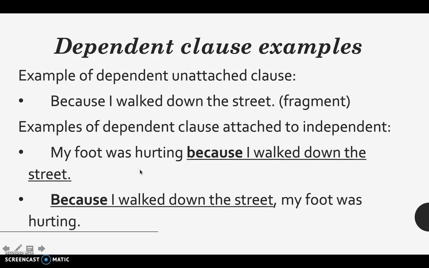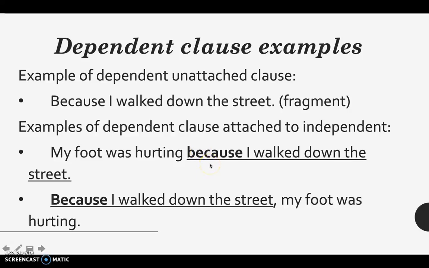So let me give you an example. Because I walked down the street. Here's my subject still. Here's my verb still. Because I've added this subordinating conjunction on it, which happens to be because, I've now turned it into something less than a sentence, a fragment. All right? So like I said on the previous slide, it has to be attached to an independent clause. My foot was hurting because I walked down the street. Okay, so I've got an independent clause here that's not underlined, and I've got a dependent clause here that's underlined. And at the beginning of every dependent clause that we're going to talk about for now, you're going to have a subordinating conjunction, which is what's bolded here.